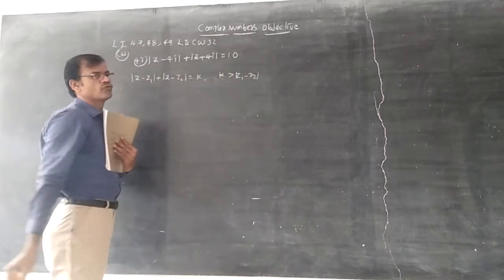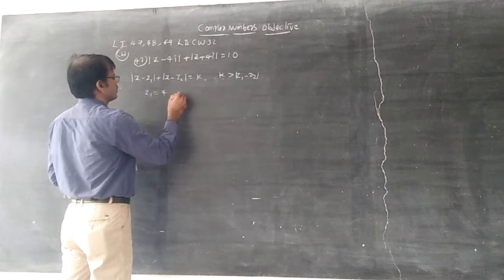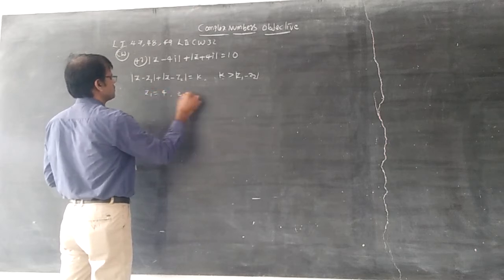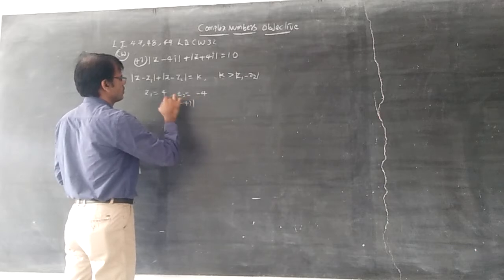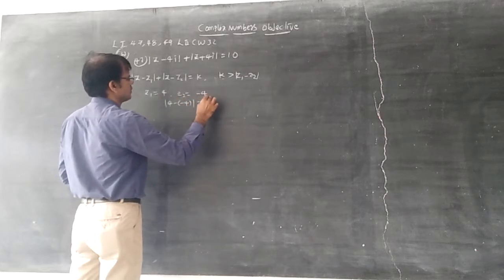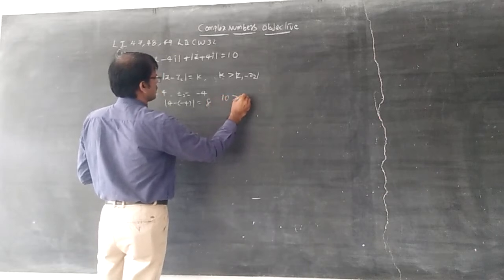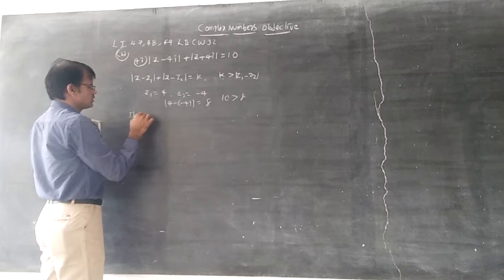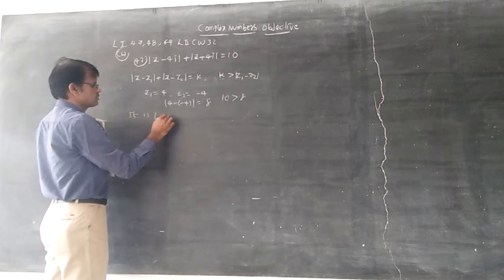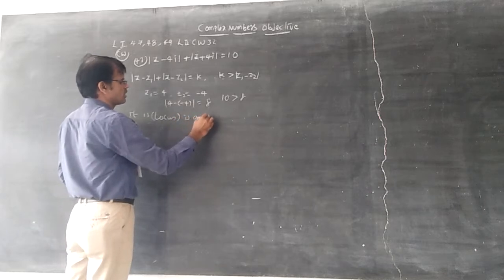Here z1 is equal to 4 and z2 is equal to minus 4. So the modulus of 4 minus minus 4 becomes 8. So here k is greater than 8. So 10 is greater than 8, so it is an ellipse. The locus of the complex number is an ellipse.